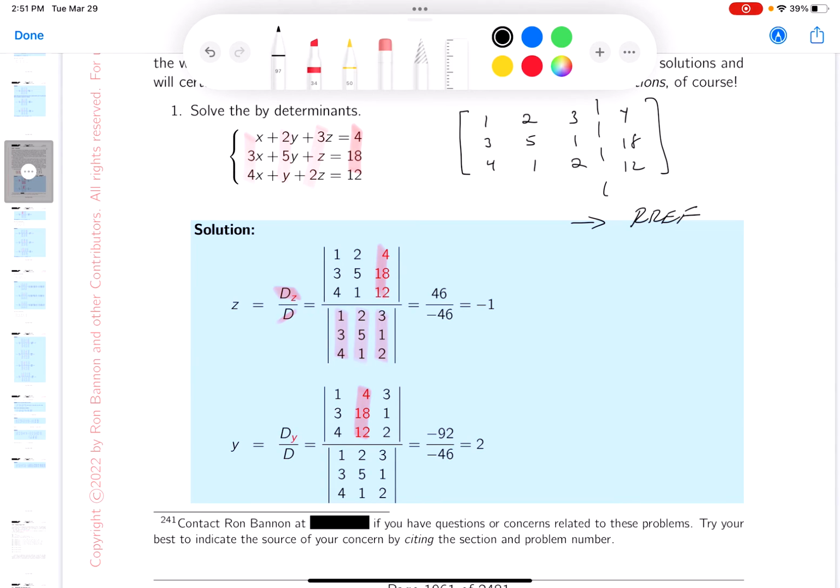For example, the first thing I would probably do, and I'm not going to finish it out, we've done many of these before: minus 3 row 1 plus row 2, give it to row 2. I would probably do minus 4 row 1 plus row 3, give it to row 3. And then I'd have a 2 by 2, and then I'd do one more step and I'd get there. It's really that simple, right?